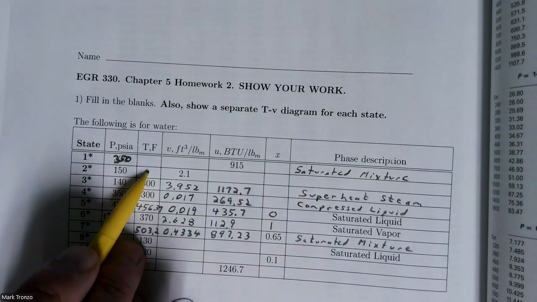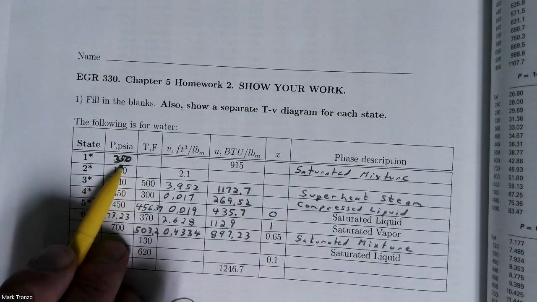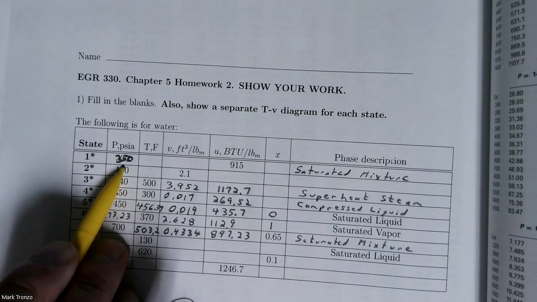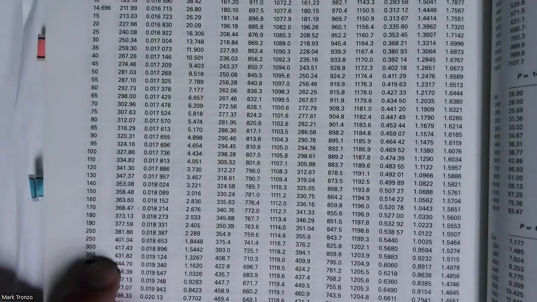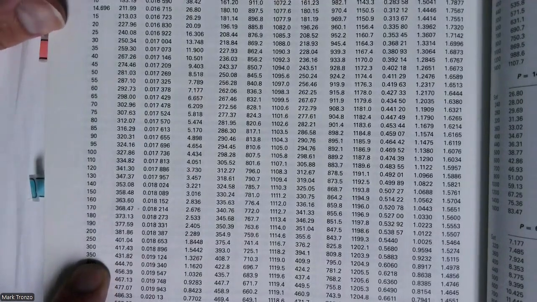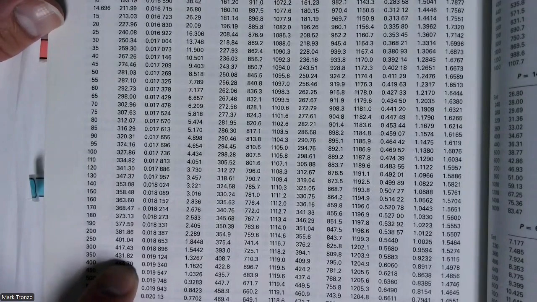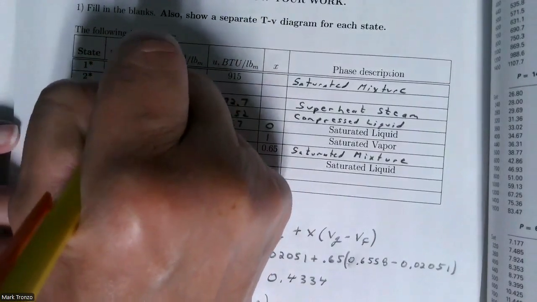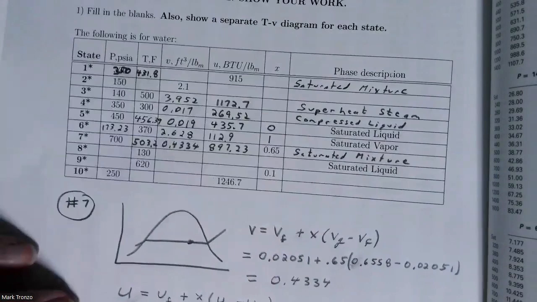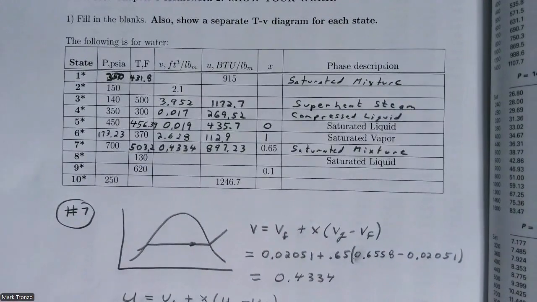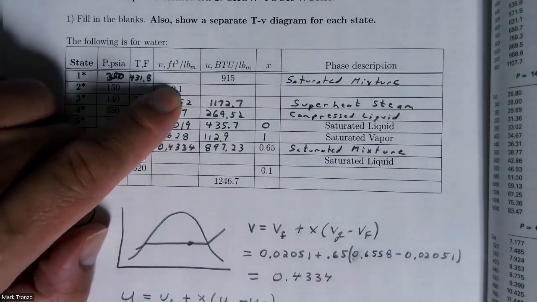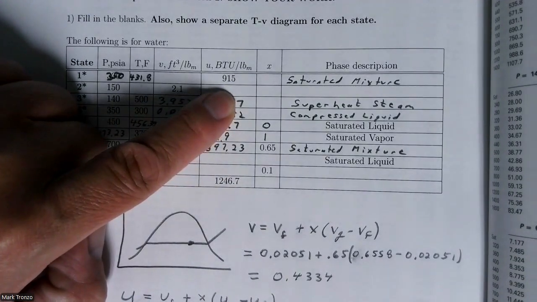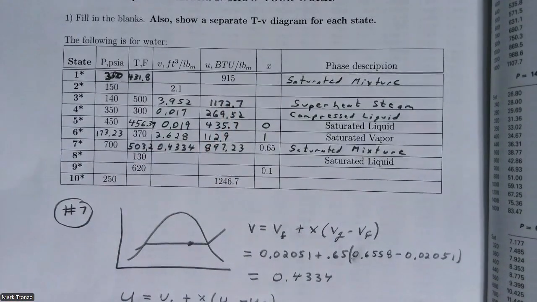So our temperature is going to be the temperature associated with this 350. So in this case here, 350, and our temperature is 431.82. Like this. Now, to find this, we are going to have to find the quality. So let's take a look at that.